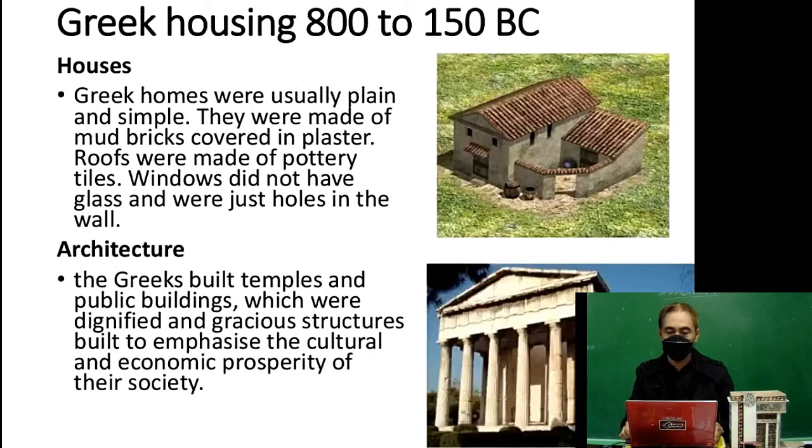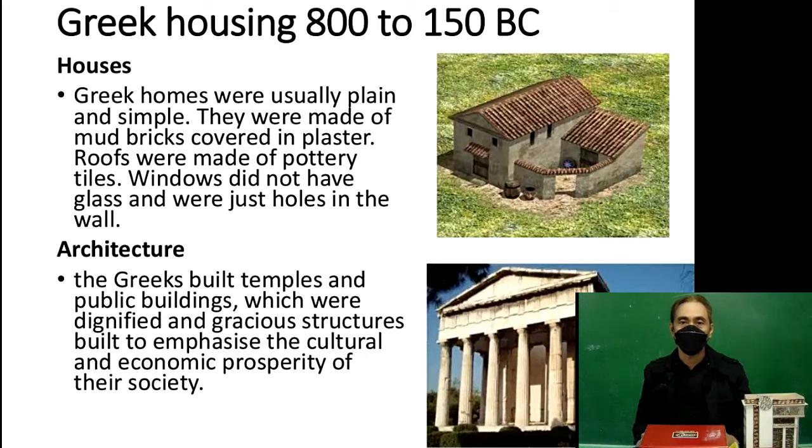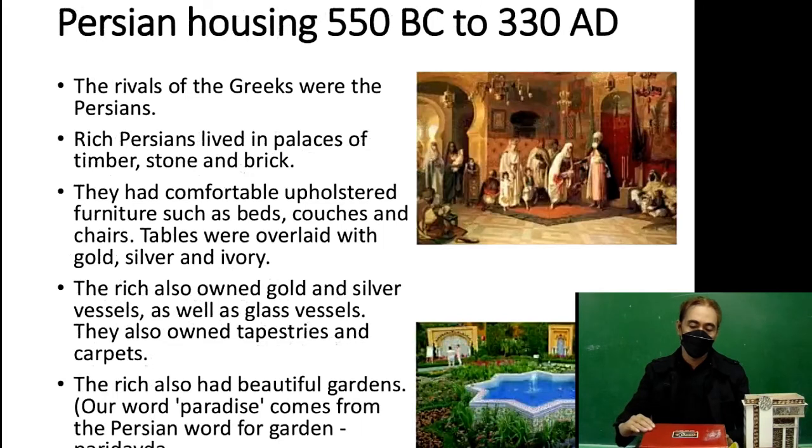Greek housing, 800 to 150 BC. Greek homes were usually plain and simple. They were made of mud bricks covered in plaster. Roofs were made of pottery tiles. Windows did not have glass and were just holes in the wall. Architecture: the Greeks built temples and public buildings, which were dignified and gracious structures built to emphasize the cultural and economic prosperity of their society.